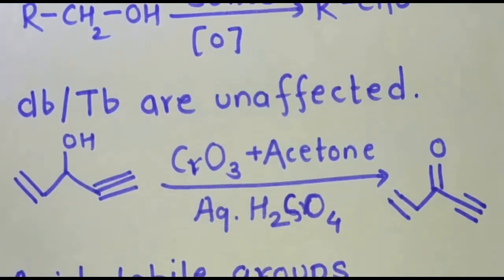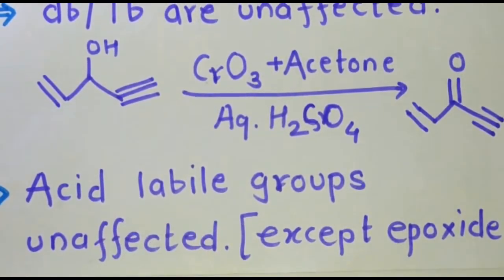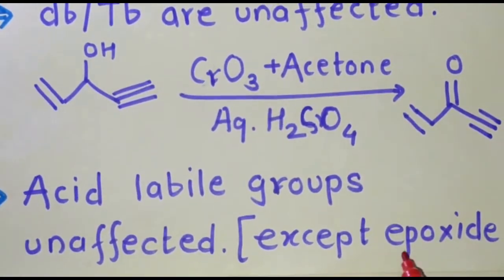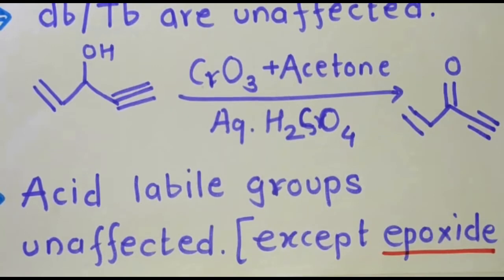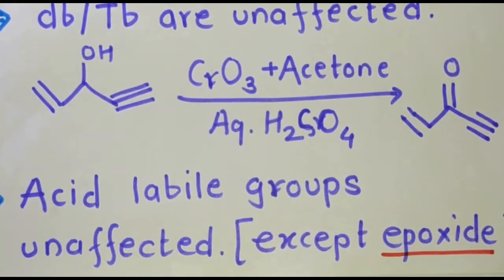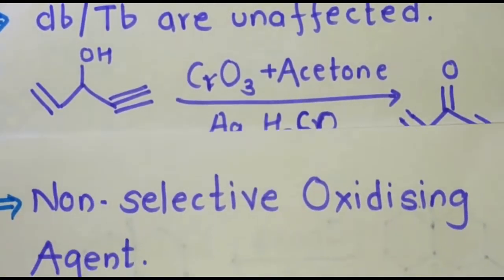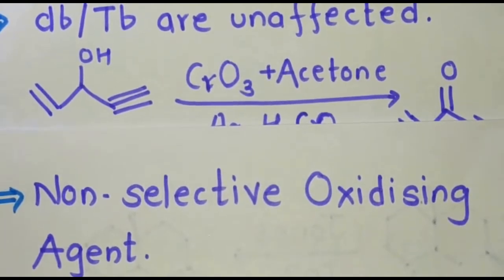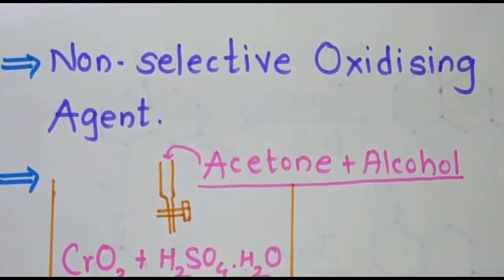The next important factor regarding the Jones reagent is that the acid labile groups are unaffected, except the epoxide. The epoxide is affected by the Jones reagent. When our substrate has an epoxide, it will get affected. The next and most important property of the Jones reagent is that it is a non-selective oxidizing agent. It will oxidize the primary alcohol as well as the secondary alcohol.